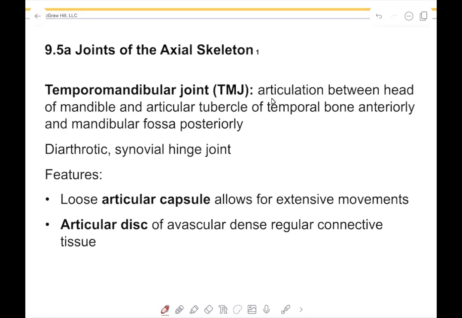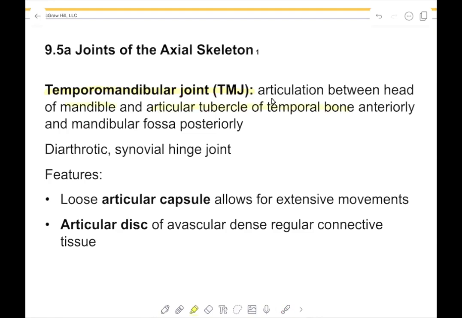There are specific joints of the axial skeleton which are classified as synovial. They have all of the main anatomy that's important for a synovial joint, one of which would be the TMJ, which means temporomandibular joint. And joints are usually named for the bones or the parts of the bones that actually articulate. So this specific joint is going to be an articulation between the head of the mandible and the articular tubercle of the temporal bone.